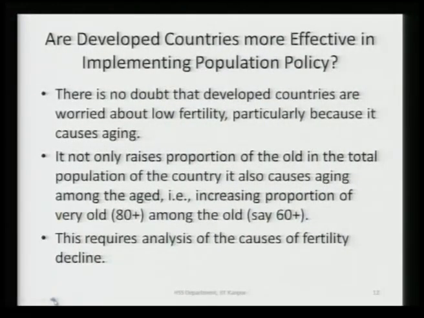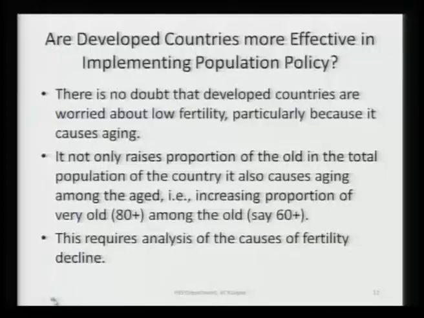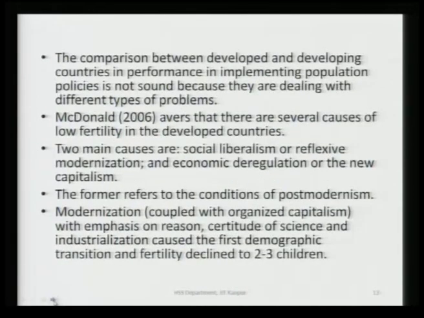Often students ask a question whether developed countries are more effective in implementing population policy. There is no doubt that developed countries are worried about low fertility, particularly because it causes aging. It not only raises proportion of the old, but it also increases proportion of very old, 80 plus among the old or 60 plus, means population of 80 plus divided by population of 60 plus, and this requires analysis of causes of fertility decline.